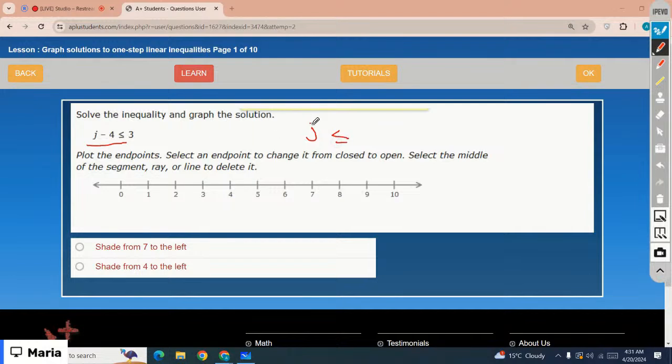So isolate the variable j and move 4 to the other side. So that would be j is less than or equal to 3. So which is the correct option? Sorry, 3 plus 4 is 7. J is less than or equal to 7. So which is the correct option?